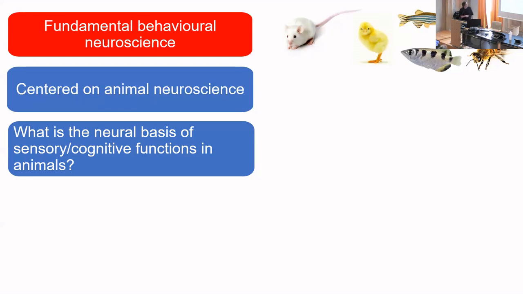So we want to understand what the neural basis of sensory and cognitive functions in animals is. Can it think cognitively and things like this? What is it thinking when it's moving around, and how does it coordinate all of this? They still have very complicated brains, for instance.